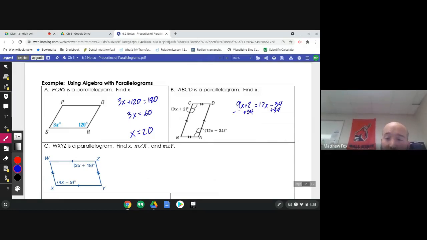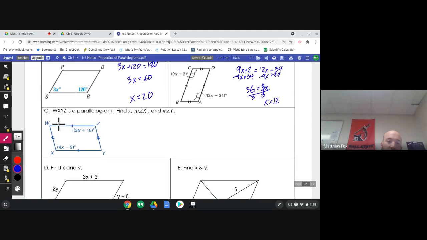I'm going to do it all in one step, minus the 9x. We're going to get 36 equals 3x. Divide by 3, divide by 3, x equals 12.